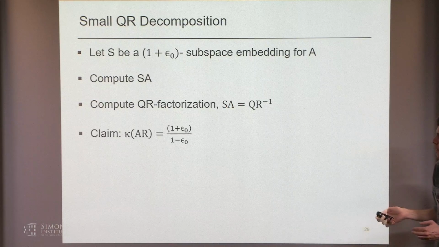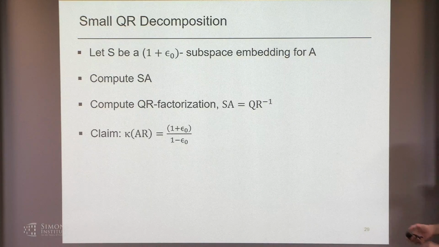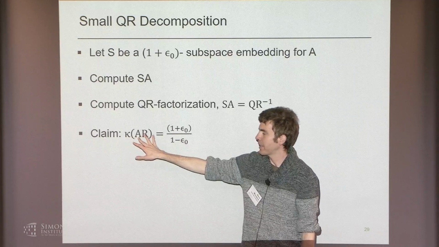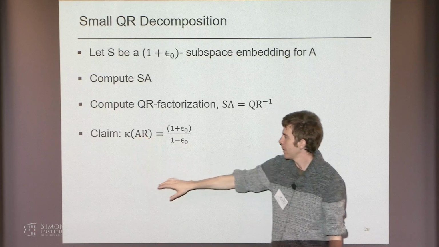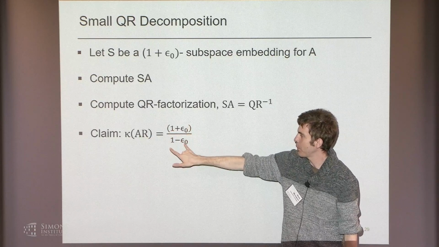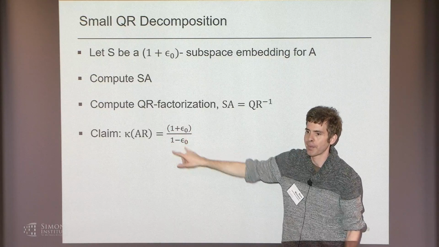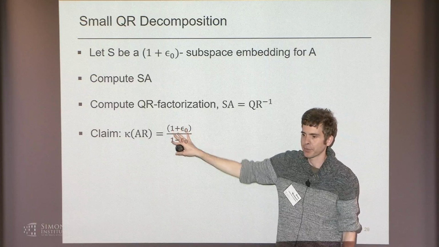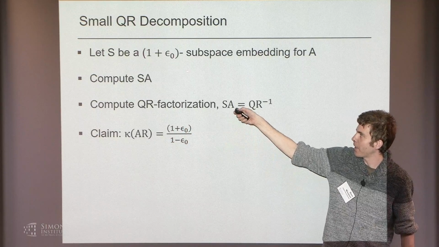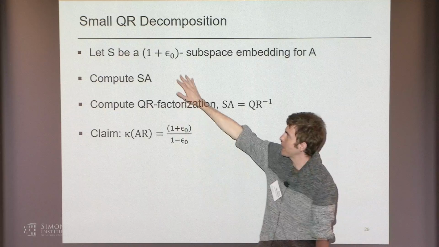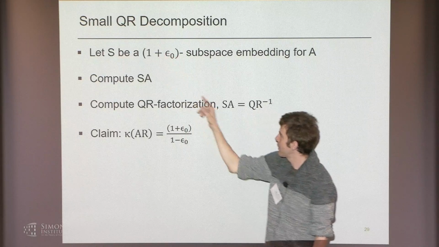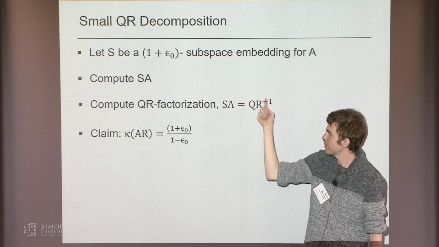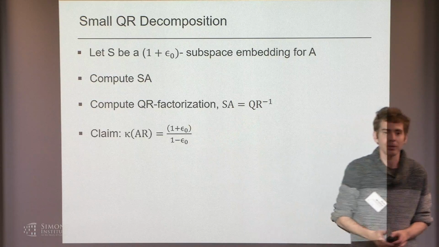And now my claim here is that if I look at the condition number of A times R, it's 1 plus epsilon 0 over 1 minus epsilon 0. Remember, epsilon 0 was this parameter, which I said is a half, say. In that case, this would be 3. I can set this to be any constant. I don't want to set it to be too small. If I set it really small, then I spend poly d over epsilon time here. So I wanted to set it to be a constant, so it's poly d time. The claim is that this holds.